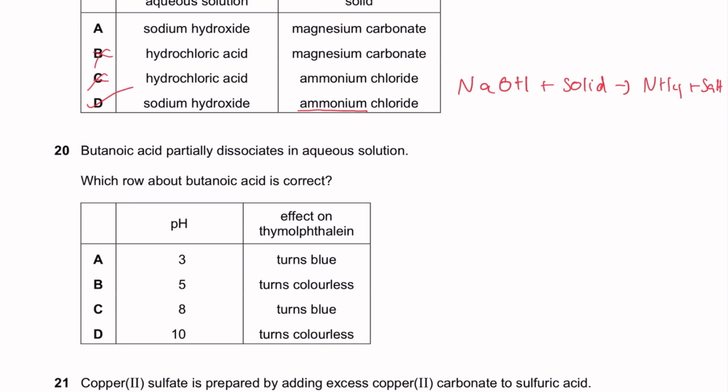Butanoic acid partially dissociates in aqueous solution. Which row about butanoic acid is correct? You can cancel out C and D because C and D are pairs of alkalis. And A is also wrong because it says butanoic acid is a weak acid and a pair of strong acids. So it will be B. And acid turns thymolphthalein colorless, so it will be B.